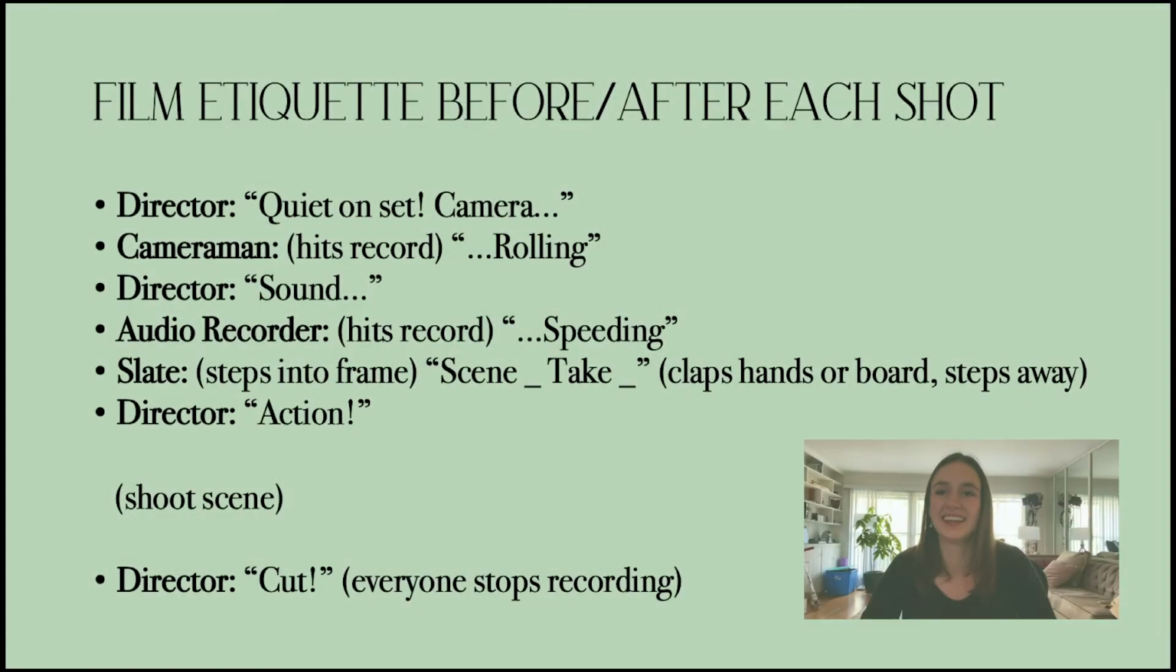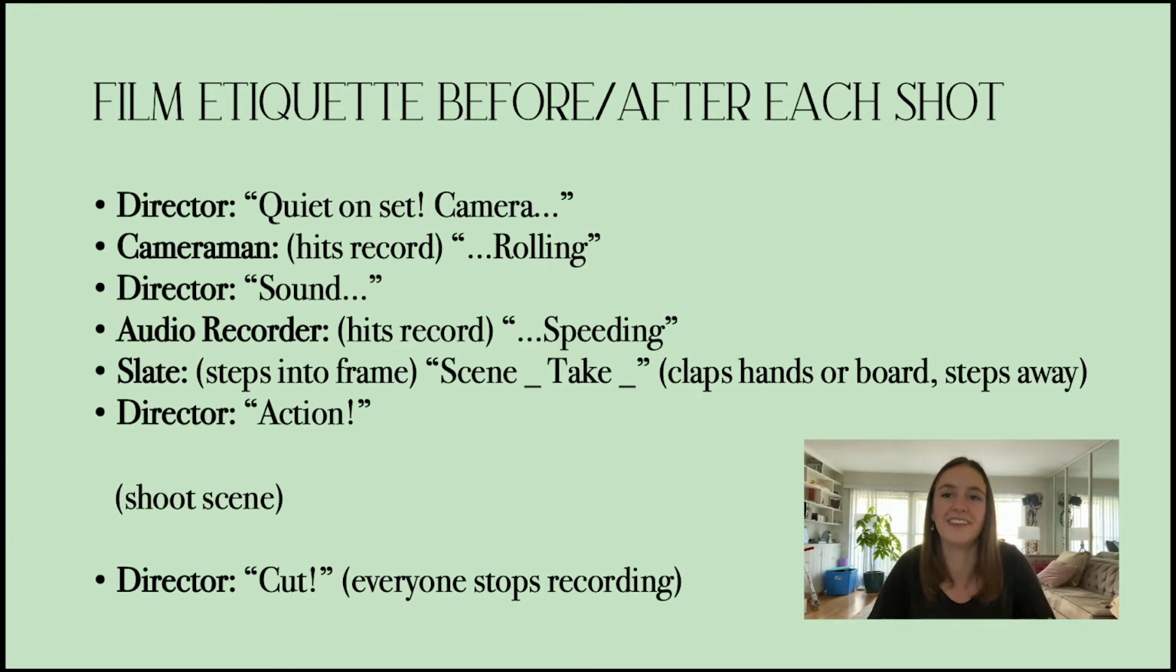All right, another thing you need to know for filming. This is a little bit more formal, but it's good practice to make sure that the camera is turned on, that the sound is turned on, that you know what shot you're going to shoot, and when the actors are going to start and stop. So the director usually starts by saying quiet on set, just to make sure everyone is quiet, even people who are walking by. And then they yell camera, and the cameraman hits record and says rolling to symbolize that they're rolling.